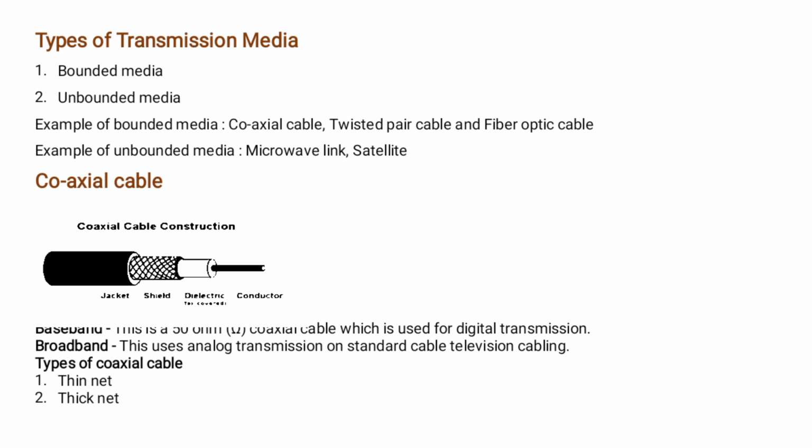Now next is unbounded media. Unbounded media, also known as wireless media, is one in which the source and destination do not have any physical connection between them. Data is sent through air, which does not bind it to a channel. This is known as unbounded. For example, microwave link and satellite are examples of unbounded media.